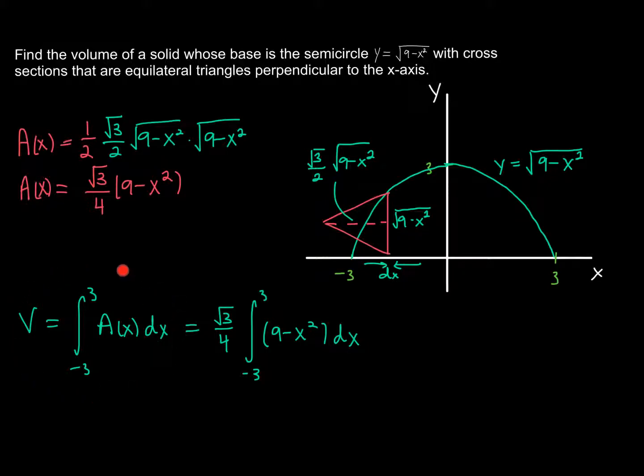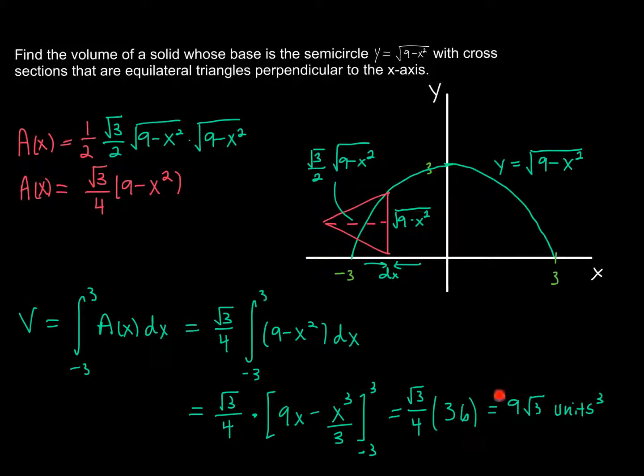Notice I'm literally just applying the definition we just stated, and when I input my area function, I can factor out this coefficient here. So I have square root of 3 over 4 times the integral from -3 to 3 of 9 minus x squared dx. This is actually pretty easy to evaluate using the fundamental theorem of calculus. We can take the antiderivative here, or you can use your calculator. I'll show you the antiderivative method here.